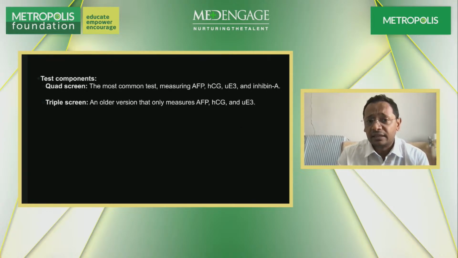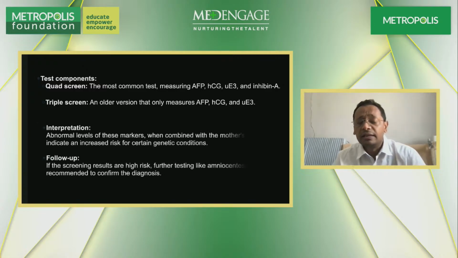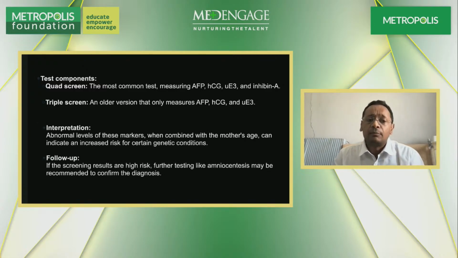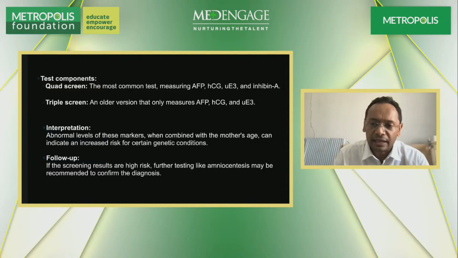There was a predecessor, an older version of the quadruple marker, which did not have the inhibin A, which is the triple screen. The interpretation is that abnormal levels of these markers, when combined with the maternal age, can indicate an increased risk for a certain genetic condition. And if they fall into a high risk, further testing like amniocentesis may be recommended to confirm the genetic diagnosis or get to a diagnosis.